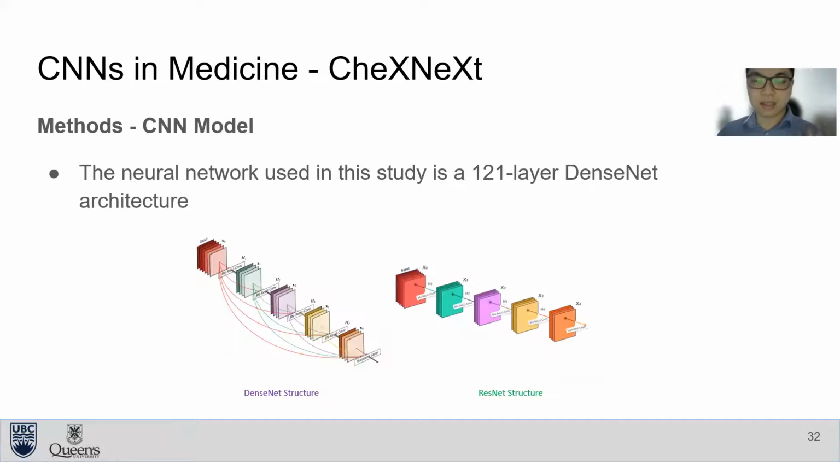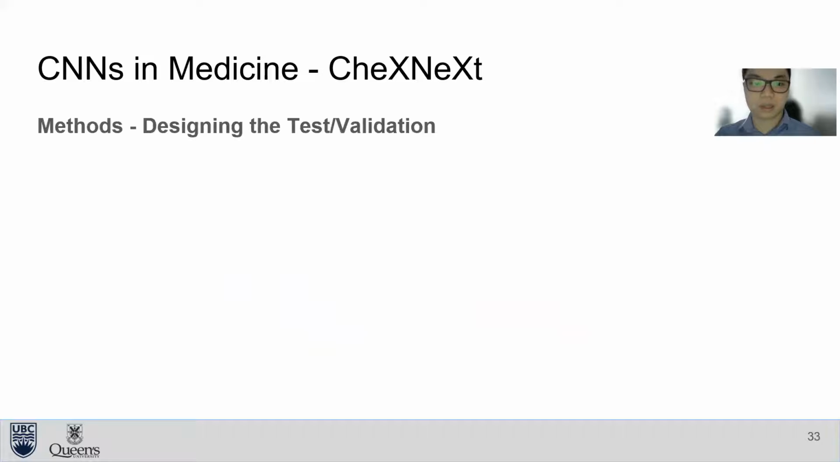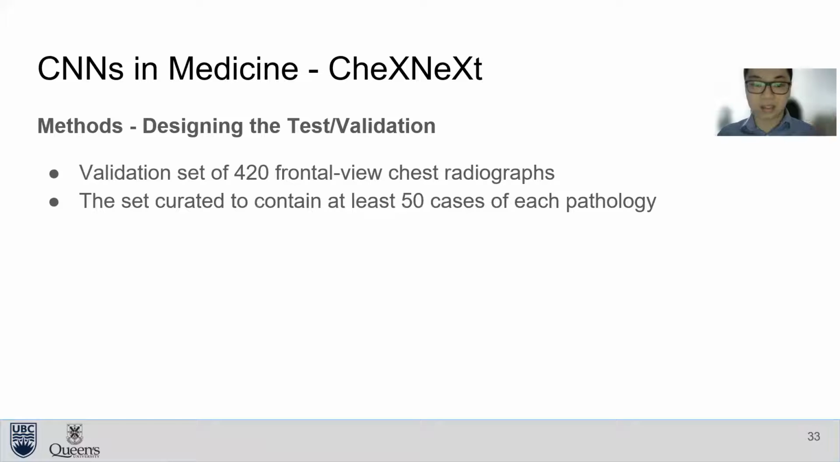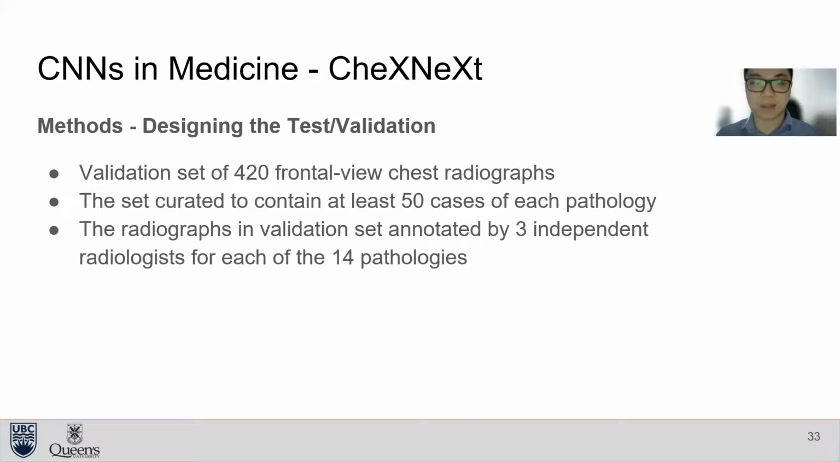So what they did is they used a convolutional neural network called DenseNet. It's an existing one out of the box, so these researchers didn't invent anything new engineering-wise. They took 420 samples of the radiographs as their validation set, and they balanced it really well to make sure that there's at least 50 cases of each pathology. And then they had some radiologists annotate these radiographs to use as a gold standard.